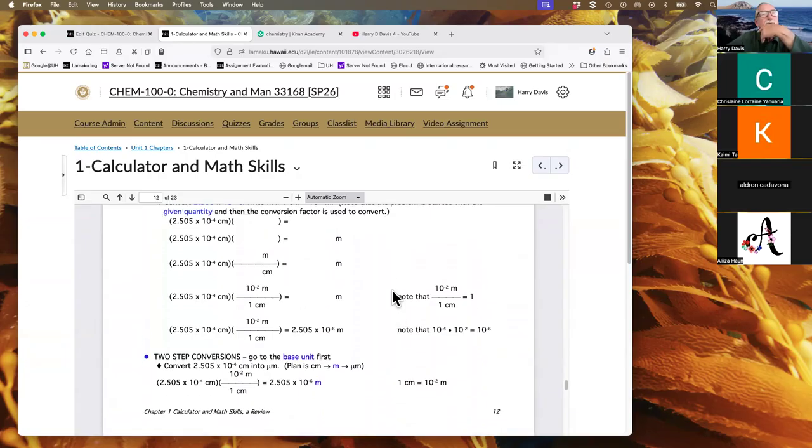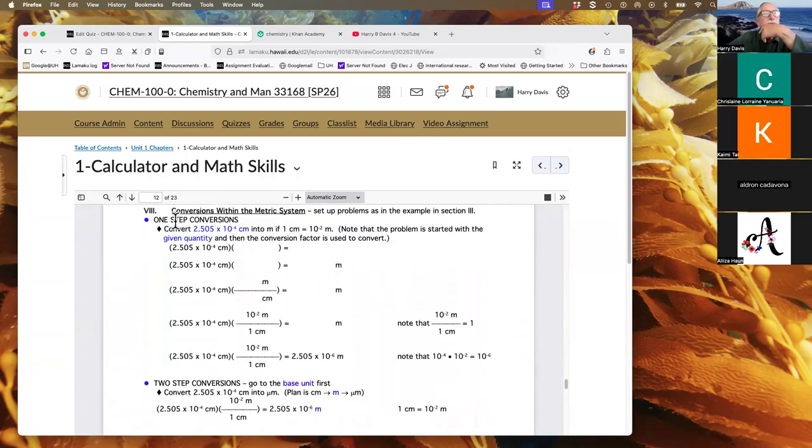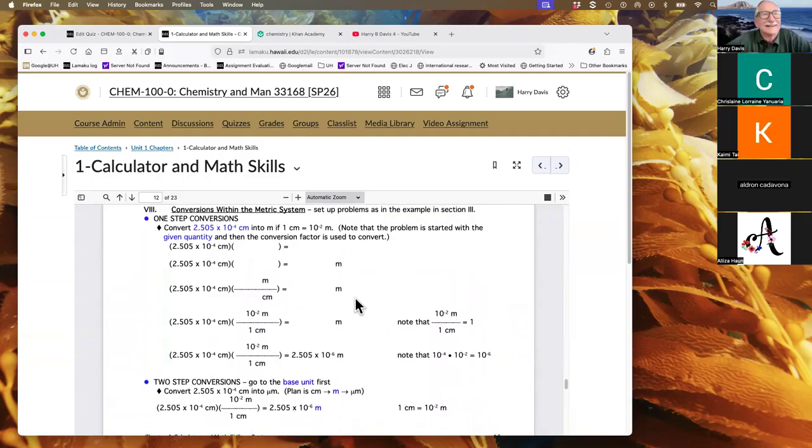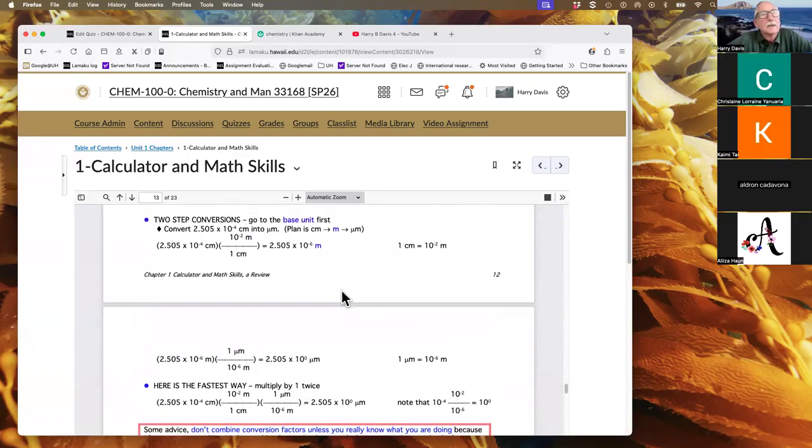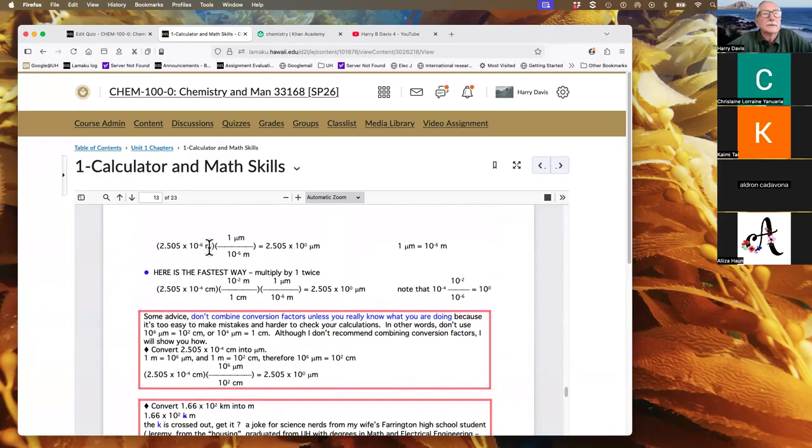So I have a bunch of worked out problems here. Here's one-step conversions, step by painful step. And here's a two-step conversion. Convert centimeters into micrometers. Well, I don't know a conversion factor between centimeters and micrometers, but I see that the common unit is meters. So step one, I will convert centimeters into meters. Step two, I will convert the meters into micrometers.